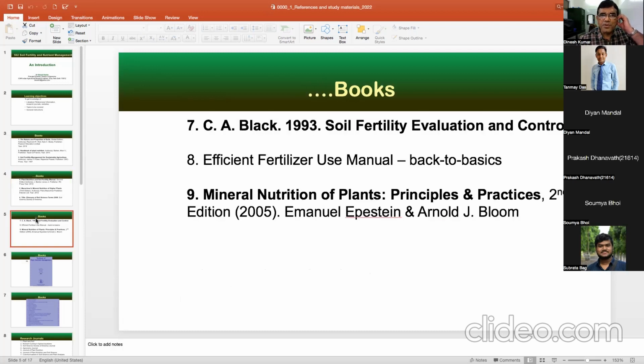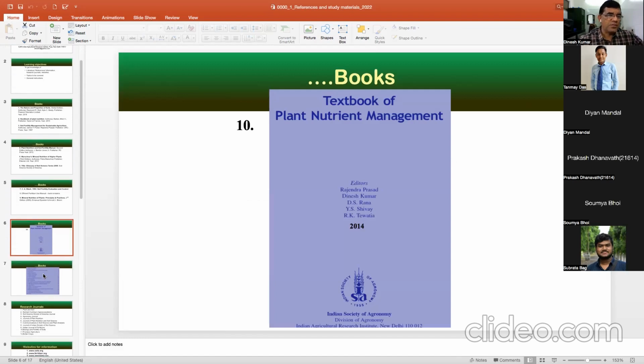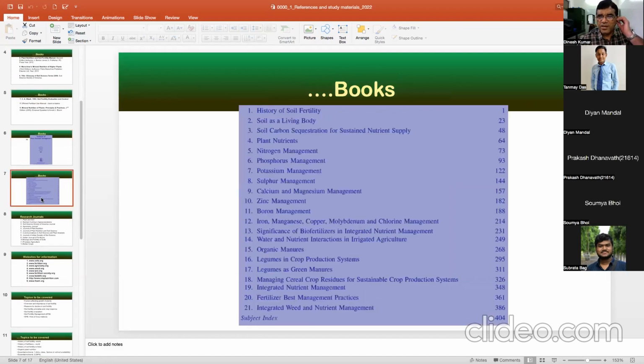And this is an important book, number 7, Soil Fertility Evaluation and Control by C.A. Black, and Mineral Nutrition of Plants, Principles and Practices by F.S. Stein. Besides this, there is one book from the Indian Society of Agronomy, Textbook of Plant Nutrient Management. This is in the Indian context. Now you are not physically here, but it covers most of the topics related to fertility, history of fertility, living body, legumes, rotations, and all these subjects.